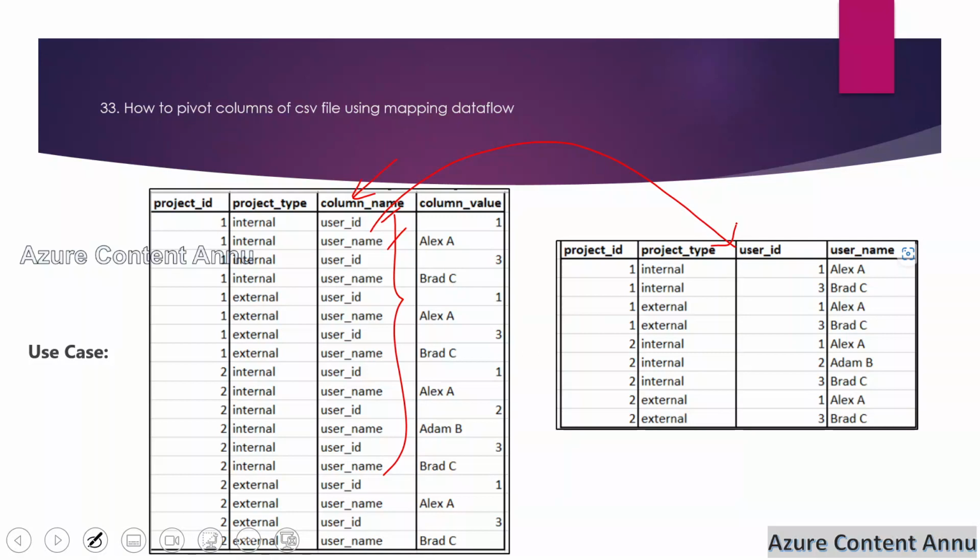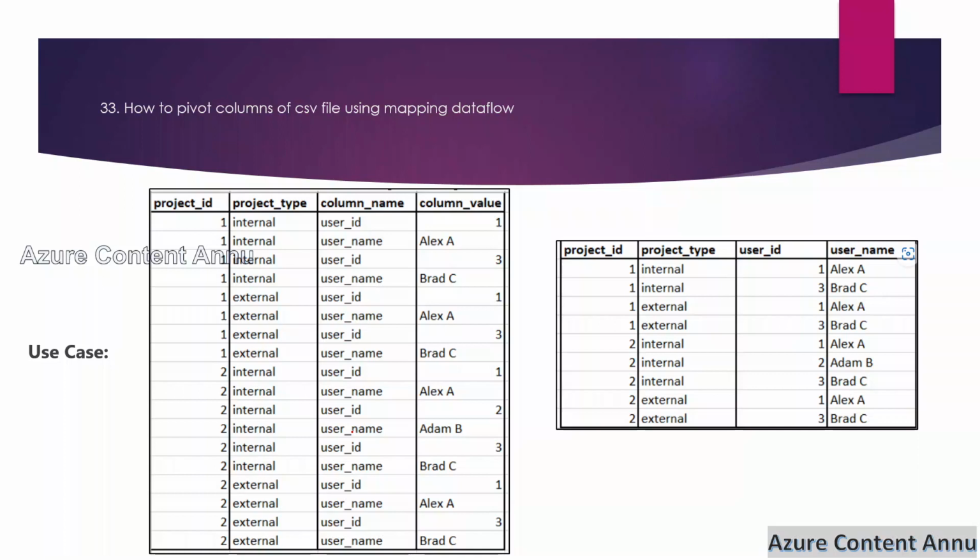You can see the first two columns are as they are, that is project ID and project type. After that, column name and column value is replaced by user ID and username. So these two values should come as the column names, or what we call headers. And the records that these columns will hold are the same content which column value is holding. So the corresponding data present in these rows will be converted into the column values.